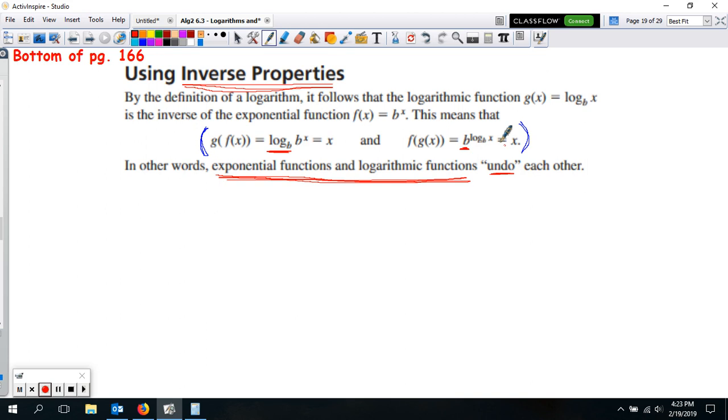The graphs are inverses of each other. The functions and the equations here are inverses of each other. They undo each other.